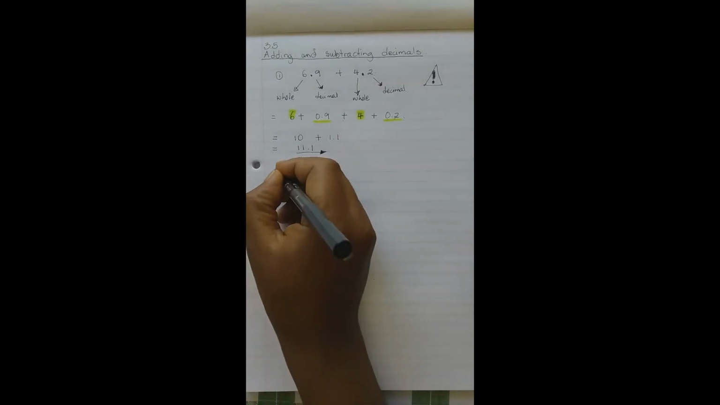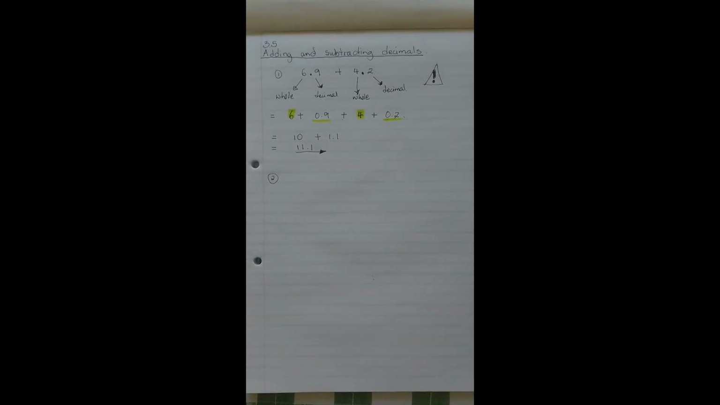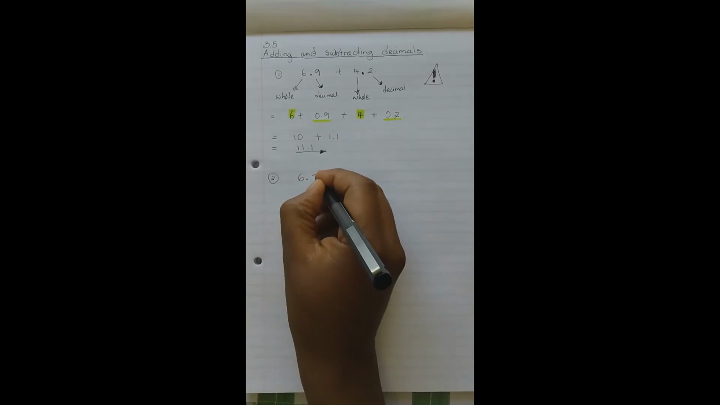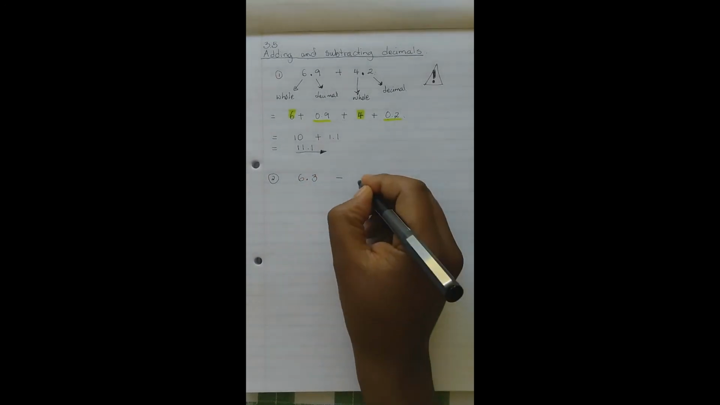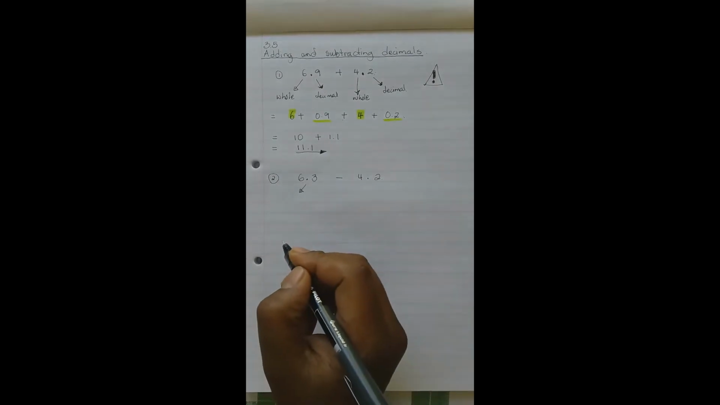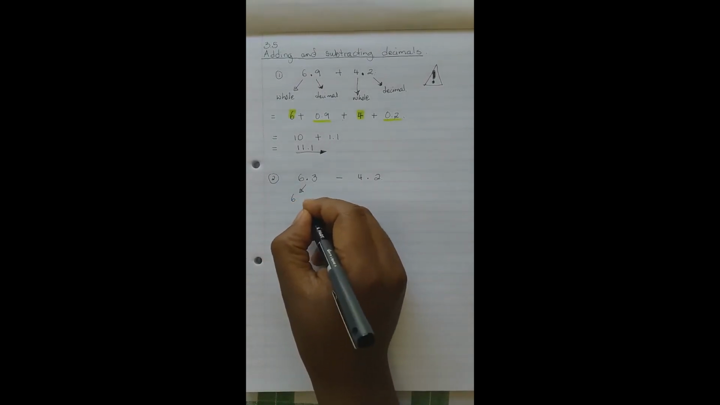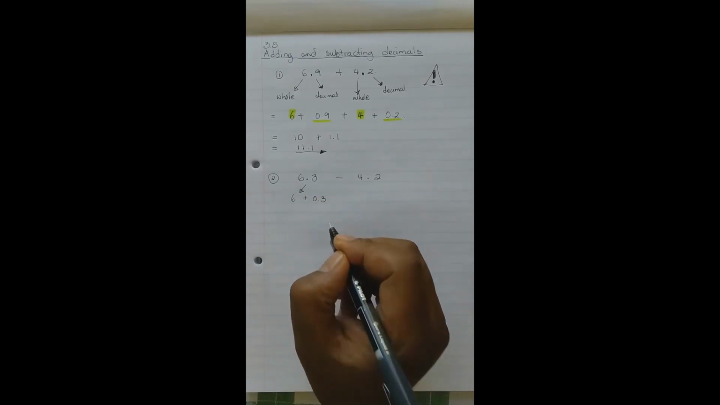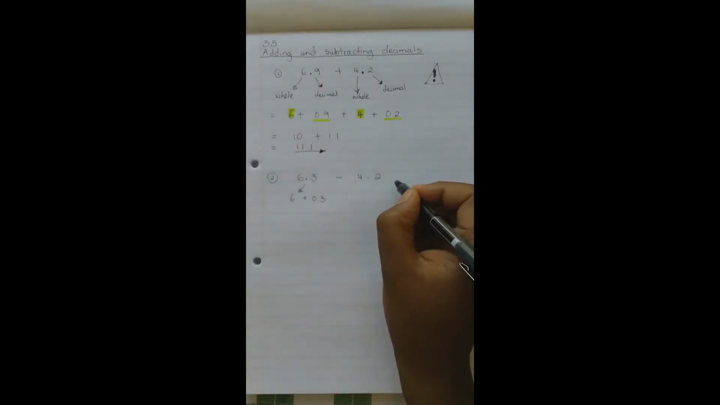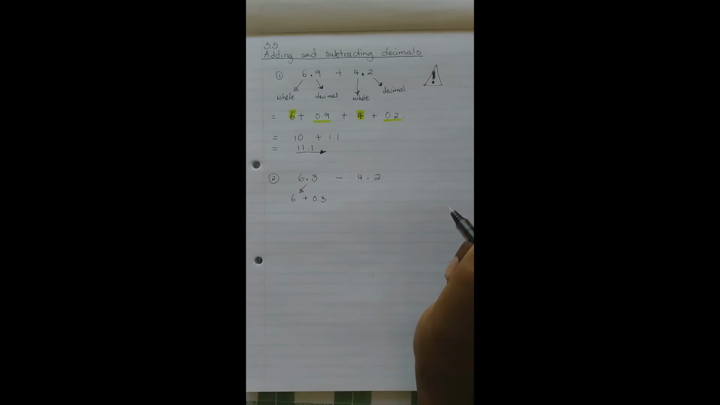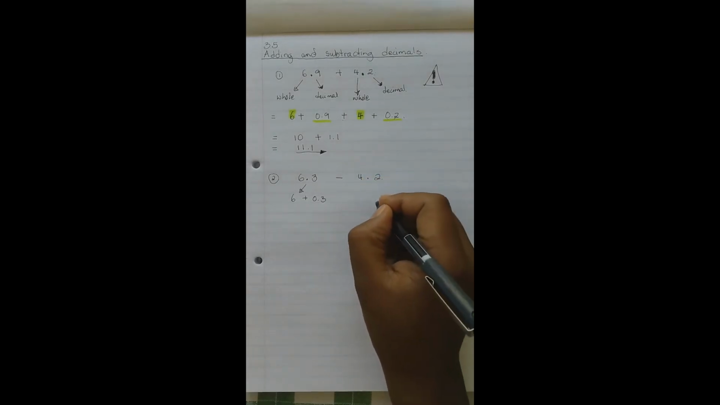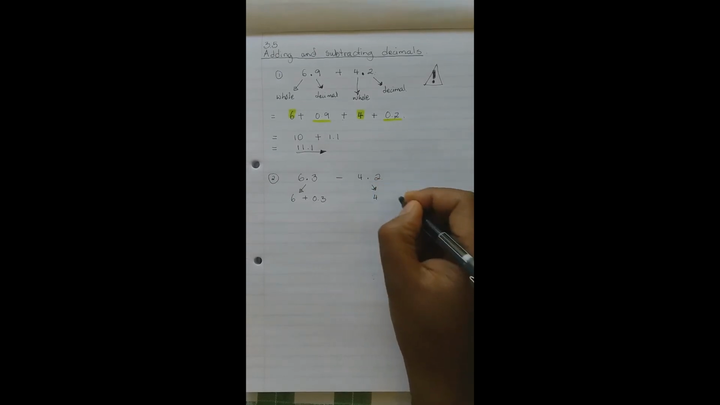Okay, example number 2. Let's suppose now we have 6.3 and we want to subtract, take away, 4.2. I'm going to use the same method again. I'm going to break down 6.3 into 6 plus 0.3, and I'm going to break down 4.2 into 4 plus 0.2.